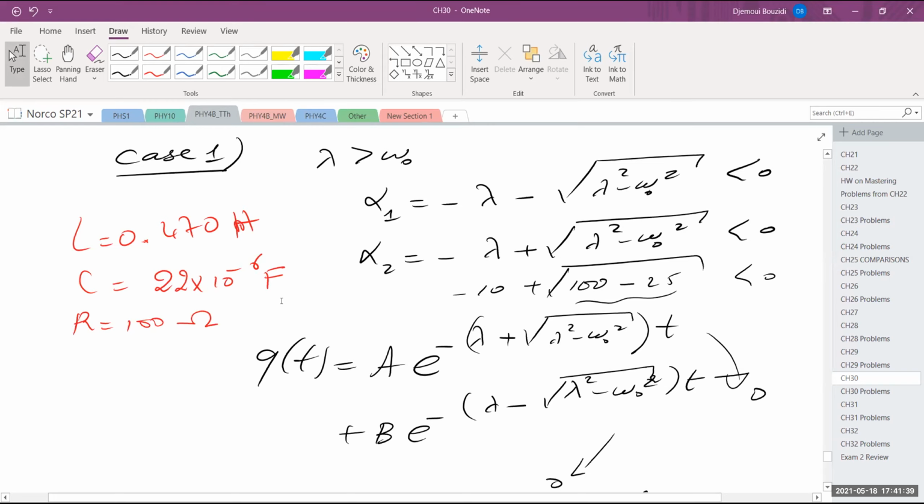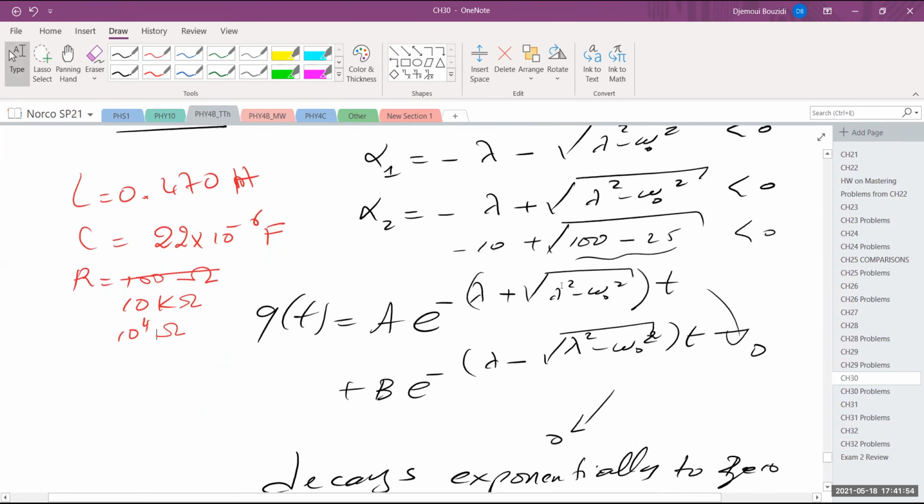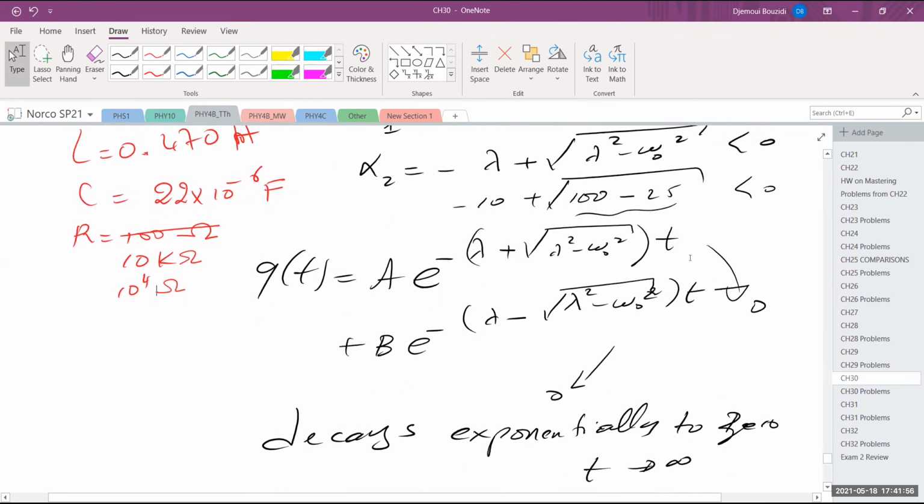Now, that's not going to work. So I need to have a much, much bigger resistance for this case. So I'm going to actually bring a 10 kilo ohm, or 10 to the power 4 ohm. I have to have a huge resistance because we are in the case where we are overdamped. So I have to have that. So let's find lambda. Lambda, if you guys remember, is R over 2L.